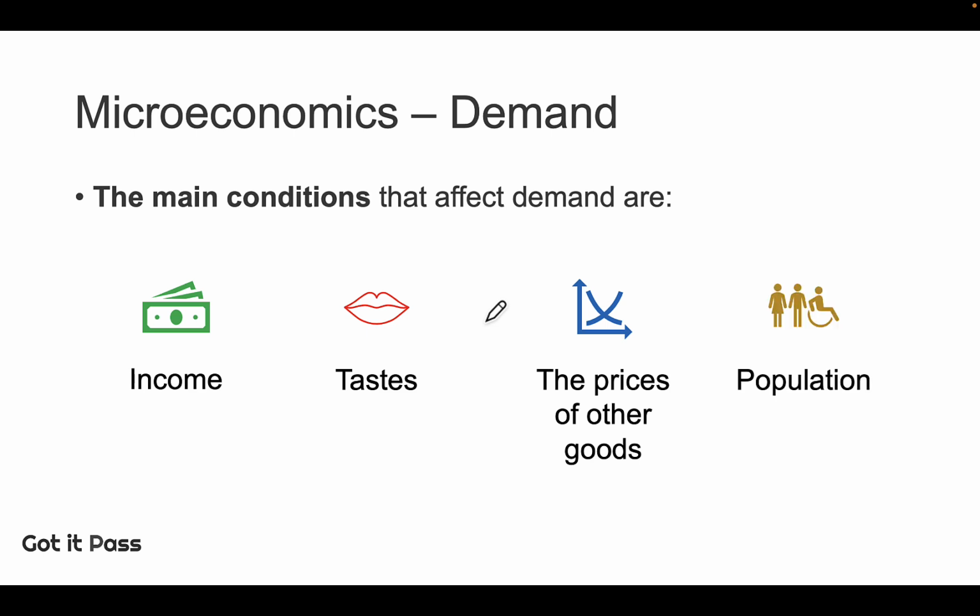And the final factor that affects demand is population. An increase in population creates a larger market for most goods. That is shifting the demand curve outwards. And changes in population distribution will also affect demand patterns.